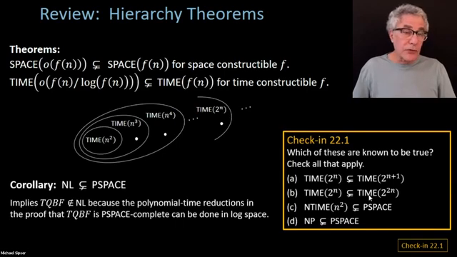Now, B follows directly from the time hierarchy theorem because 2 to the 2n is the square of 2 to the n, and that is asymptotically a significantly larger bound. And so you can prove that time 2 to the 2n properly contains time 2 to the n.